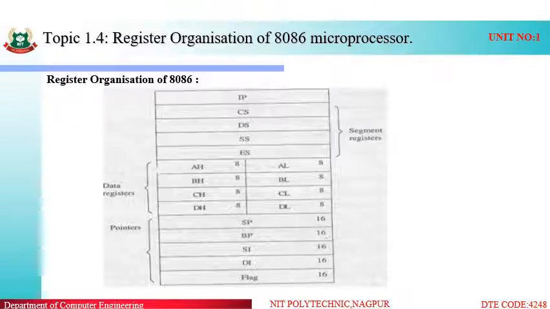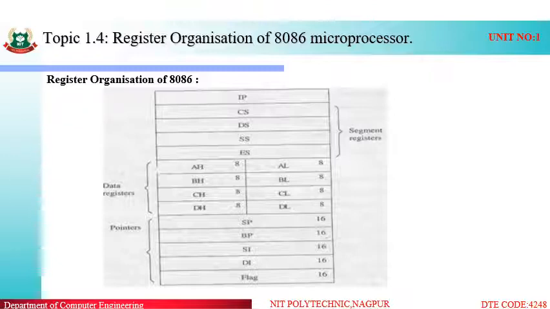When we call AX, it means a 16-bit register. These 16-bit general purpose registers can be divided by the user into two parts, a higher part and a lower part. The higher part will store the higher order bits, whereas the lower part will store the lower order bits, total 16.